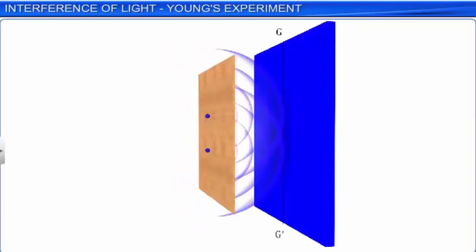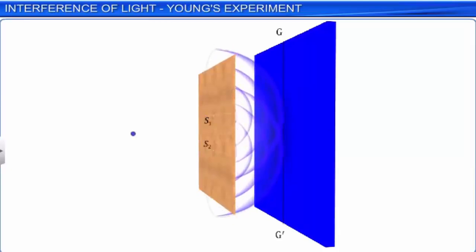What happens if we use 2 separate sources of light in place of S1 and S2? We don't observe any interference pattern on the screen. This is because the light waves coming out from 2 independent sources of light will not have any fixed phase relationship. Hence, they behave like incoherent light sources.